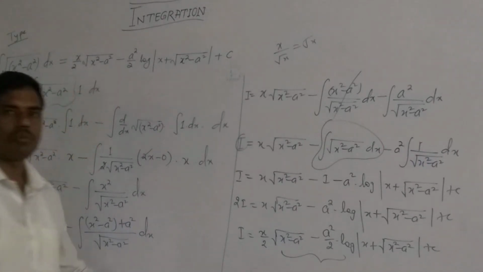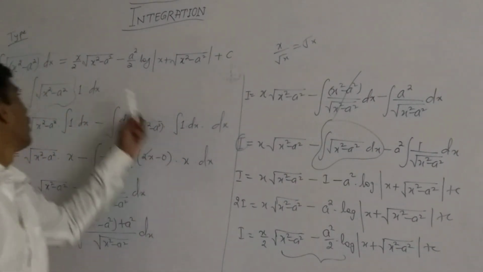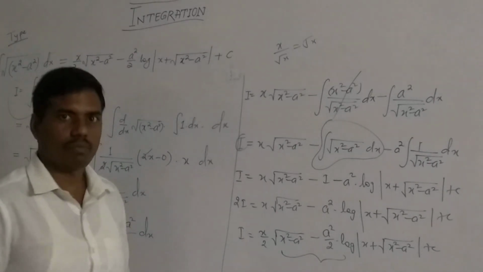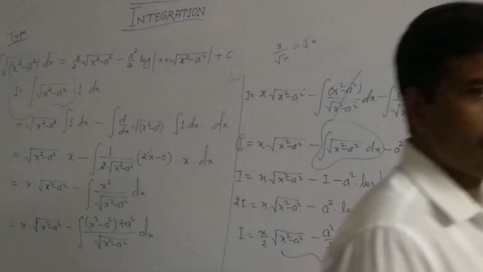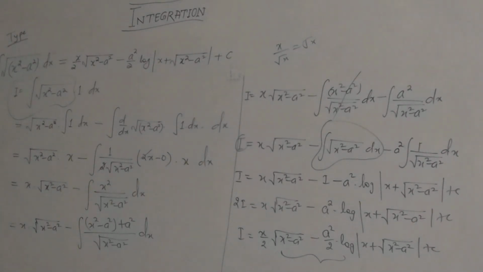Okay, so this one is our result for the integral of under root of x square minus a square. Okay, so students, please make a note, and if you have any doubt, please ask me.